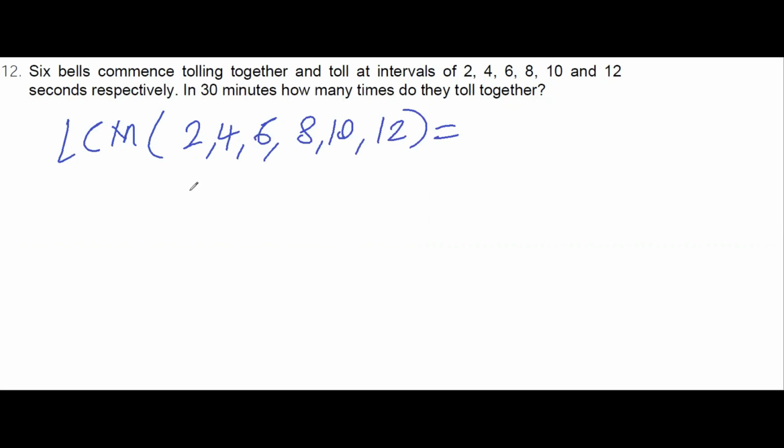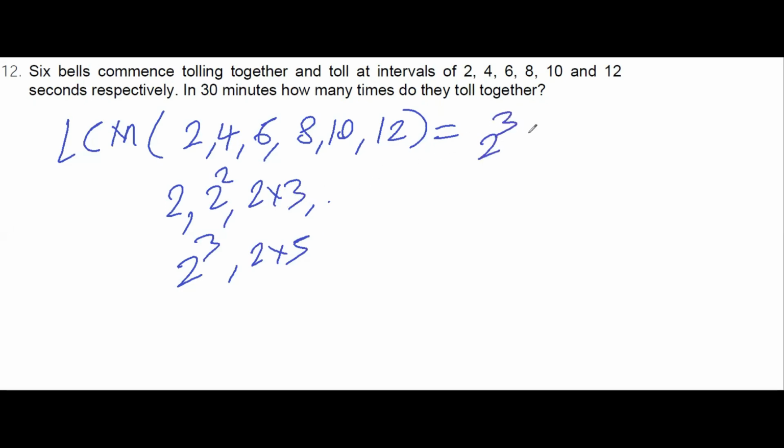So the LCM will be what? 2 is 2, 4 is 2 square, 6 is 2 into 3, 8 is 2 cube, 10 is 2 into 5, and 12 is 4 into 3. So the LCM will come out to 2 cube into 3 into 5. So 5 twos are 10 and 4 threes are 12. So the LCM came to 120.